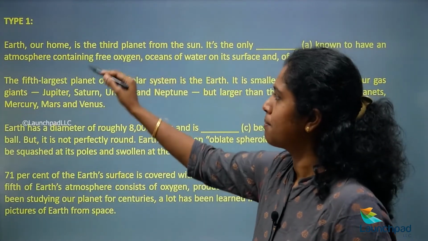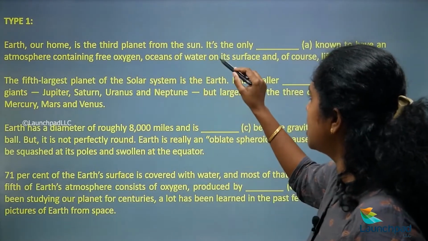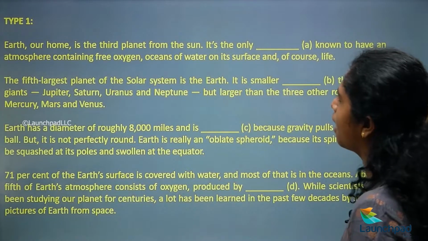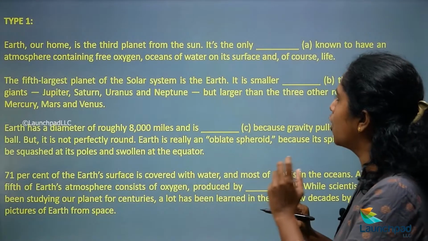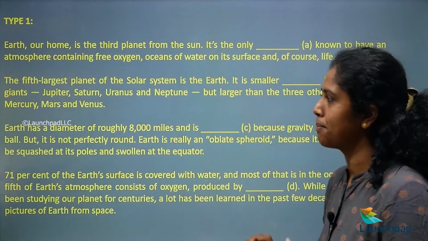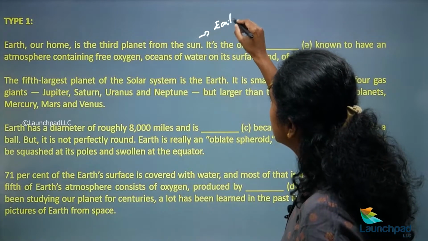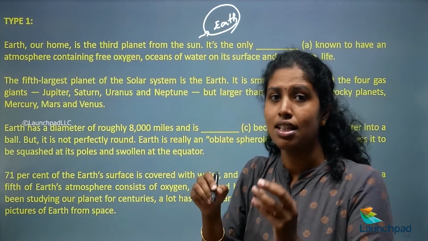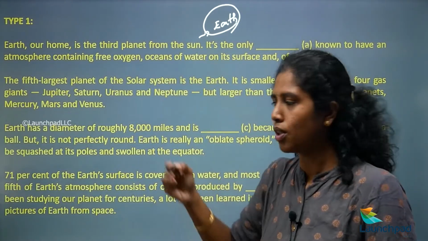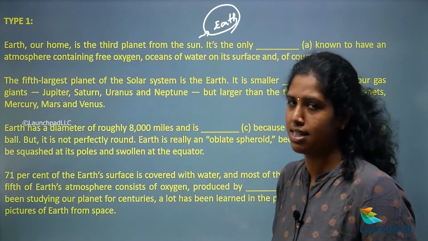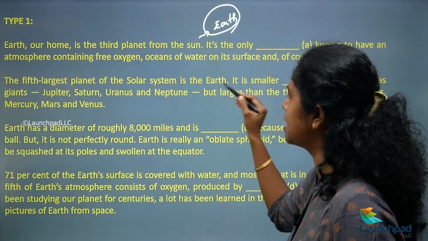Your first passage. Earth, our home, is the third planet from the sun. It's the only dash known to have an atmosphere containing free oxygen, oceans of water on its surface, and of course, life. Next, so in this passage, what are they talking about? They are talking about the earth. Okay, so we were able to identify the central theme of this particular paragraph alone. Only when we complete all 4 paragraphs will we be able to understand the entire passage, right?